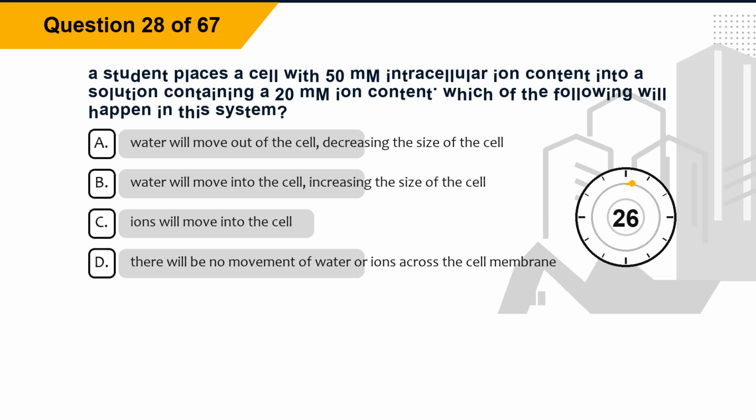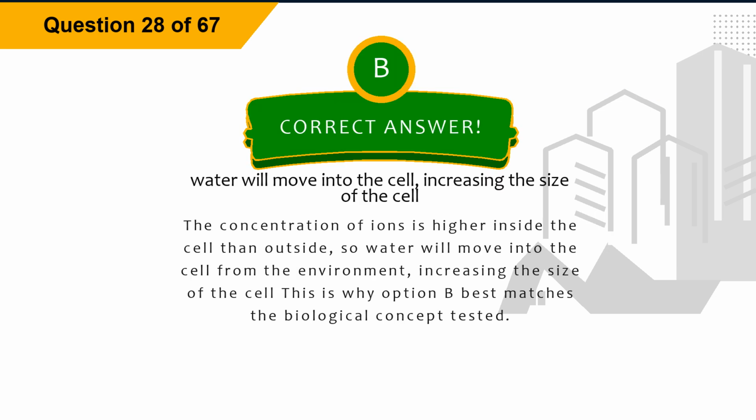Question 28. A student places a cell with 50 mM intracellular ion content into a solution containing a 20 mM ion content. Which of the following will happen in this system? Option A, water will move out of the cell, decreasing the size of the cell. Option B, water will move into the cell, increasing the size of the cell. Option C, ions will move into the cell. Option D, there will be no movement of water or ions across the cell membrane. The correct answer is option B, water will move into the cell, increasing the size of the cell.